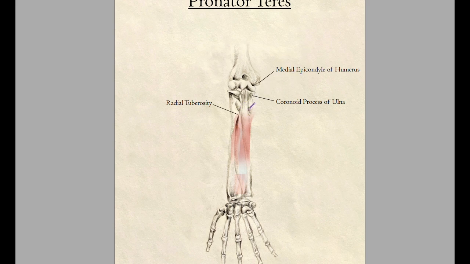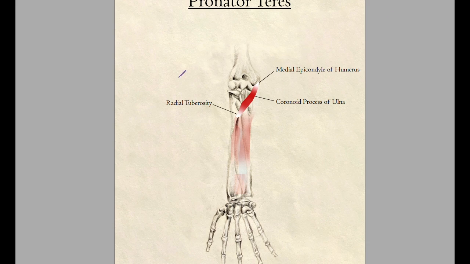And then, along with the rest of the superficial flexors that we're going to see, it's attaching to the medial epicondyle of the humerus and the coronoid process of the ulna. Okay? And so that's going to look like that.